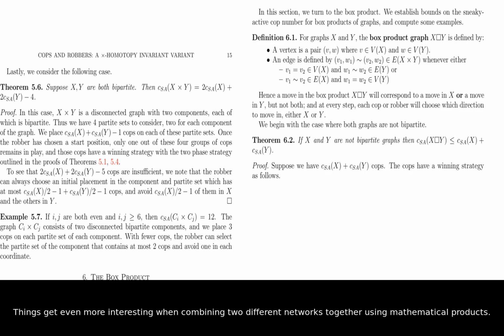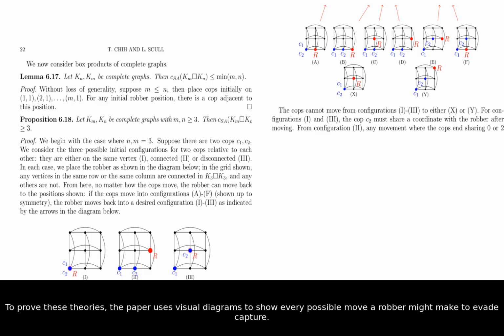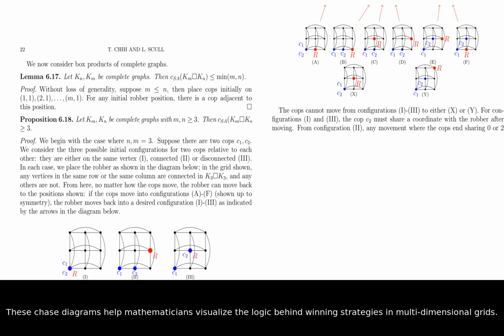Things get even more interesting when combining 2 different networks together using mathematical products. The researchers found that whether a graph is bipartite, meaning it can be split into 2 distinct sets of points, changes the strategy entirely. To prove these theories, the paper uses visual diagrams to show every possible move a robber might make to evade capture. These chase diagrams help mathematicians visualize the logic behind winning strategies in multi-dimensional grids.